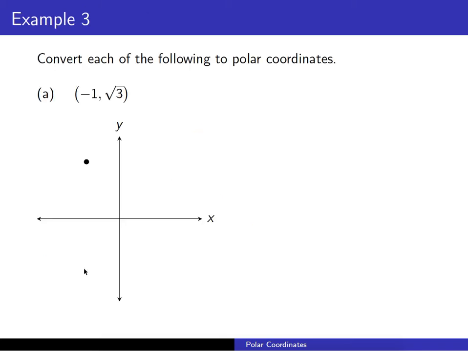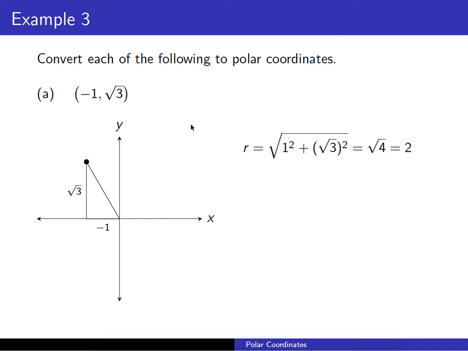So let's take a look at example 3. We're going to convert the point (-1, square root of 3) into polar coordinates. So our point would be somewhere in the second quadrant, maybe about here, where x is -1 and y is the square root of 3. First, we can find the value of r, and here's our triangle in the coordinate plane. We get r is the square root of 1 squared plus the square root of 3 squared.